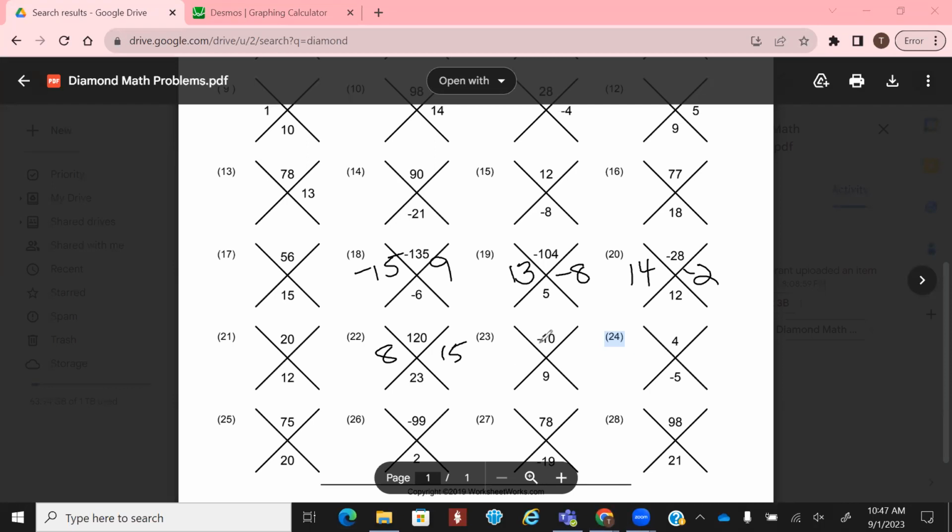What about the next one? What times what would give me negative 10, but add together to get me 9? Negative 1 and 10. And then what times what would give me 4, but add together to give me negative 5? Negative 4 and negative 1.